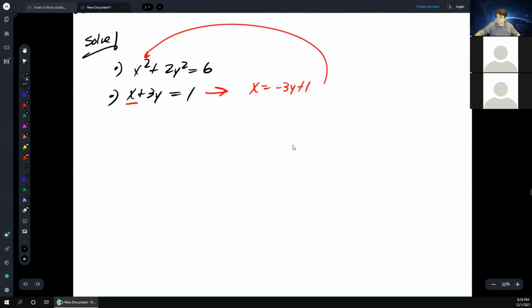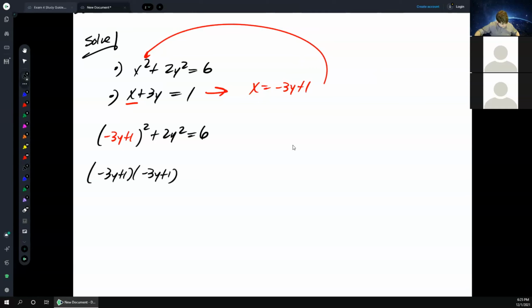So that would give me negative 3y plus 1, squared, plus 2y squared equals 6. Here we are going to have to do a little bit of foiling first, then factoring. So foiling this out, that's negative 3y plus 1 times negative 3y plus 1. Working that out, and technically we have the rest of this.